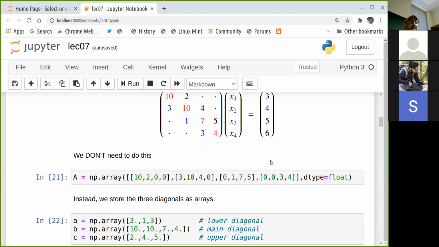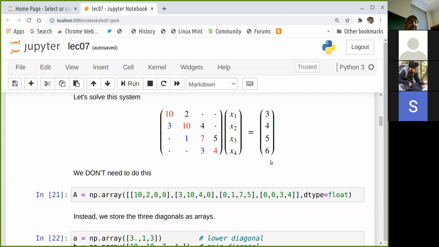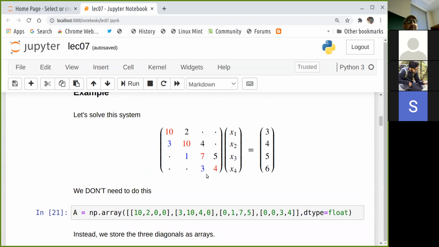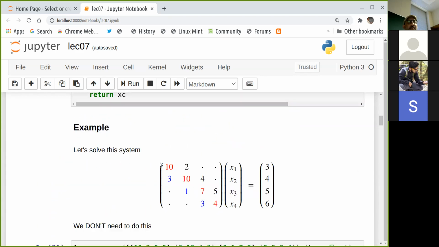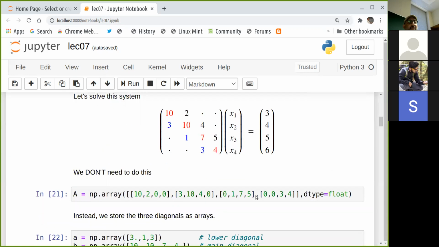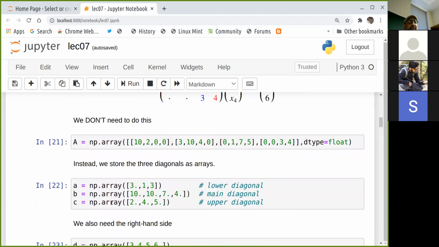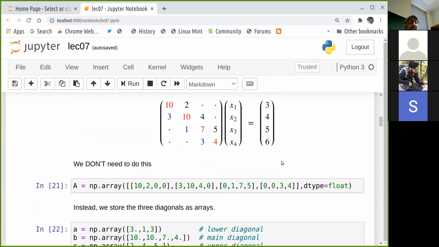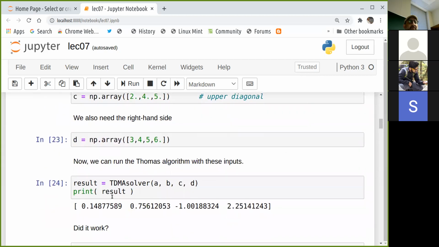So that's what A looks like. Instead of this A, what we're going to give the algorithm are these three arrays. The lower diagonal I'm calling A, so that's 3, 1, 3. The main diagonal is 10, 10, 7, 4, so that's called B. And the upper diagonal is 2, 4, 5, that's called C. You also need the right-hand side, 3, 4, 5, 6. What you should do is run this, feeding in all these arrays, and it runs the Thomas algorithm and pulls out a result.